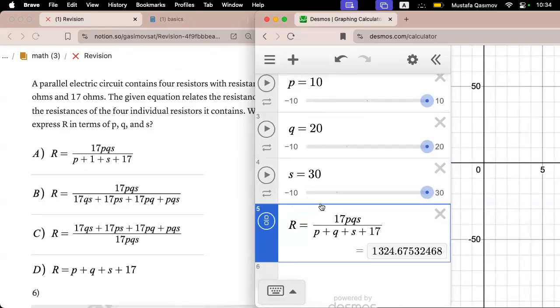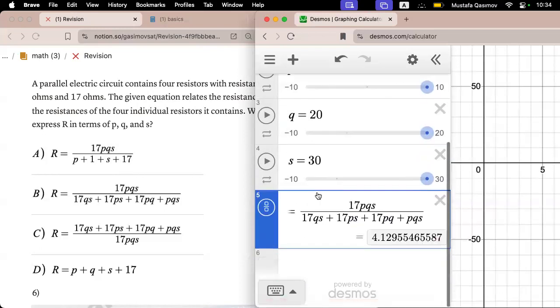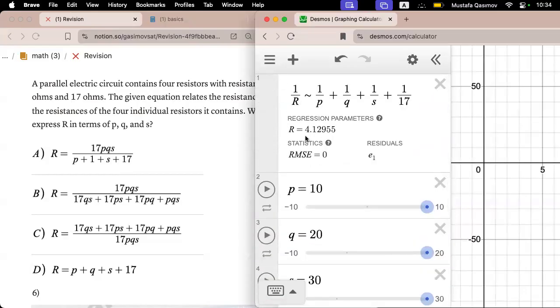Let's select that one, 17PQS over 17QS plus 17PS and plus 17PQ and PQS. 4.12, 4.12. Okay, let's do it like this. 4.12, 4.12. So it means that's correct.